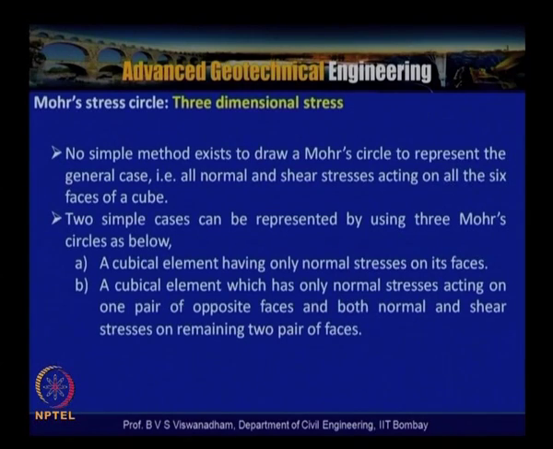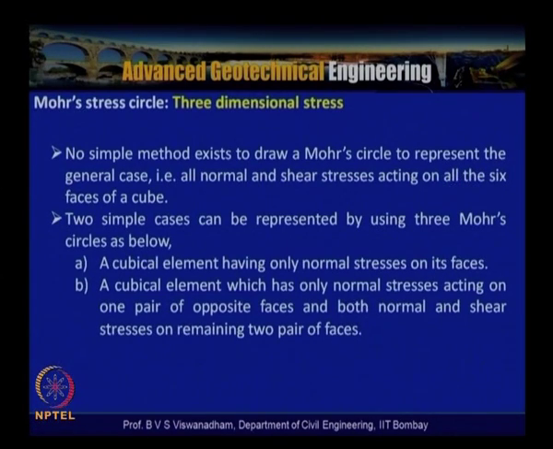Now, for the Mohr stress circle in 3-dimensional stress conditions, no simple method exists to draw a Mohr circle to represent the general case of all normal and shear stresses acting on all 6 faces of a cube. Two simple cases can be represented using Mohr circles as given below. One is a cubical element having only normal stresses on its faces, and the other is a cubical element which has only normal stresses acting on a pair of opposite faces, and both normal and shear stresses on the remaining 2 pairs of faces.